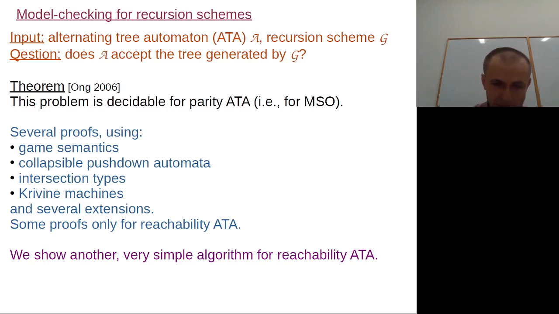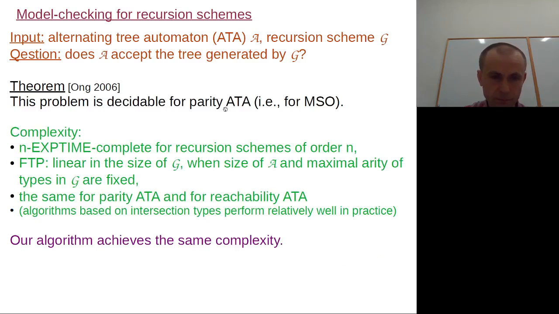There are also some extensions of this theorem. There are also some papers that work only with automata with reachability accepting condition. So reachability is less general than automata with parity condition. And in this paper, I show a new algorithm that solves this problem only for automata with reachability condition. This algorithm is quite simple.